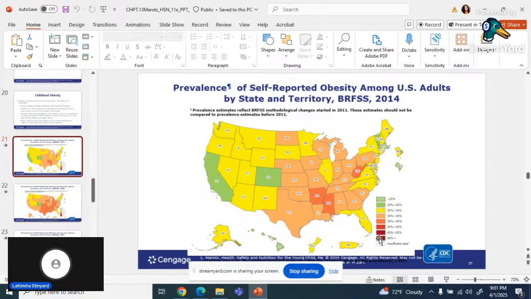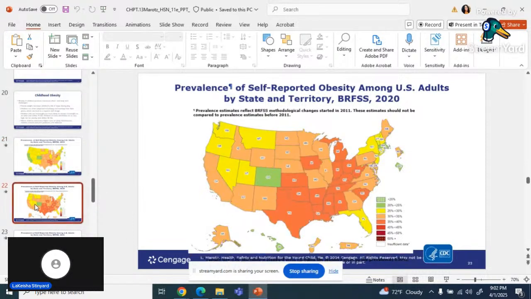Because right here in 2014, you have Arkansas sitting there 40 to 45%. And then in 2020, look, it has gradually moved. Arkansas is still with us. Texas, Louisiana, Oklahoma, Kansas, all of our sister states, Mississippi, Alabama.